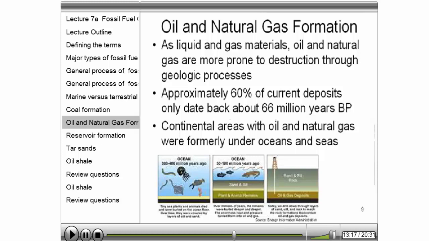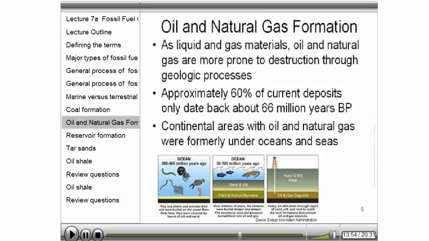Again, diagrammatically, all ocean life, and dominantly the phytoplankton, not so much the animals shown here, as they died, created a rain of organic material that built up in layers, and eventually those organic layers were covered by subsea or underwater sediment deposition, and they were buried and eventually were cooked into the oil and natural gas deposits.